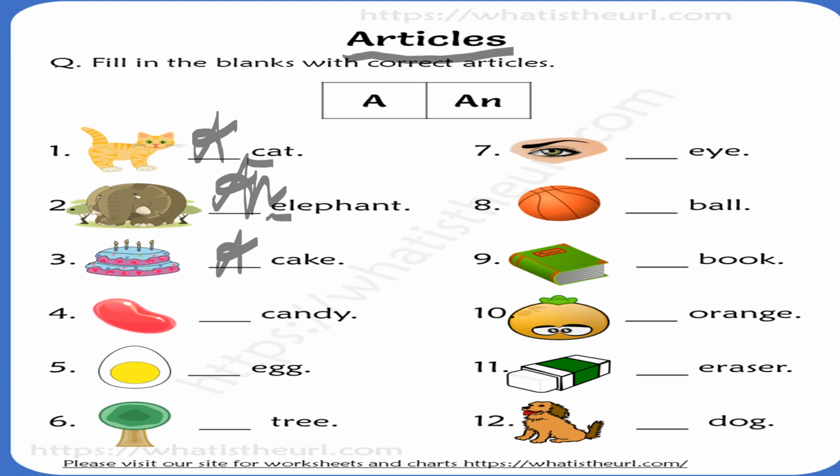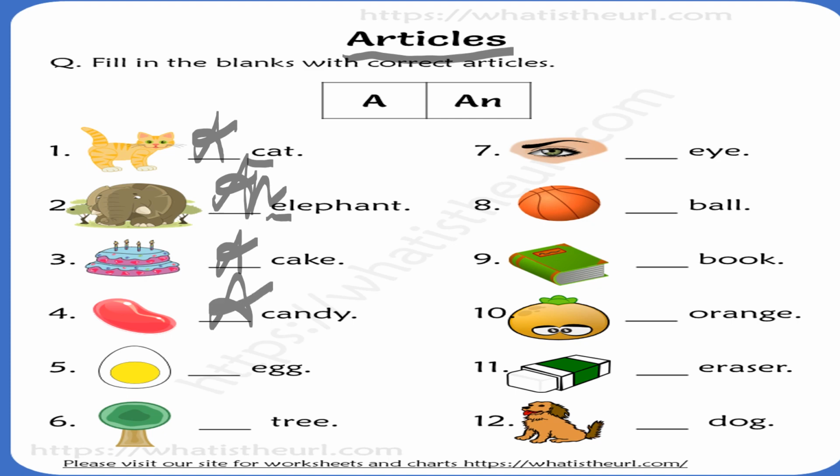Next. Candy. We are talking about one candy. We are not talking about more than one candy. Right? So A or an? A, because C is a consonant. C says K, K, K, candy. So K is not a vowel. It's a consonant. So we will write a candy.